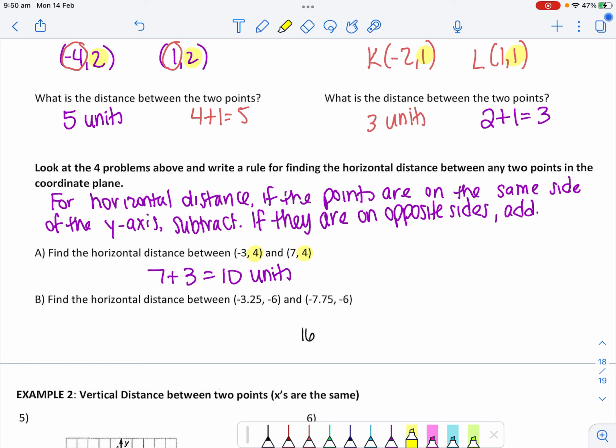Find the horizontal distance between (-3.25, -6) and (-7.75, -6). Those y coordinates are the same. My x coordinates are also the same sign, so I'm going to subtract, and it's always big minus small. So 7.75 minus 3.25 is going to be 4.5 units.